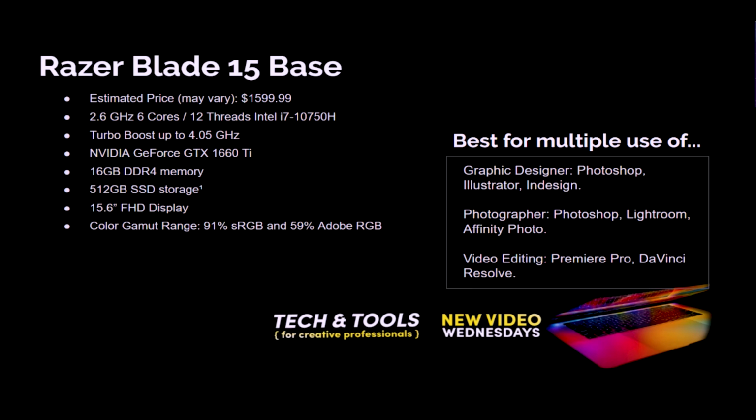The GeForce GTX 1660 Ti, 16 gigs of RAM, 512 gigs of solid state hard drive, and a color gamut range of 91% sRGB and 59% Adobe RGB. Surprisingly, still struggling here with the color gamut range, but as we move forward, you'll see some more laptops with better color accuracy to come.